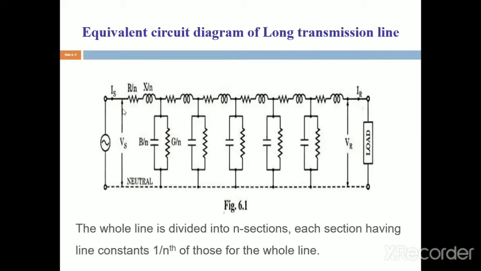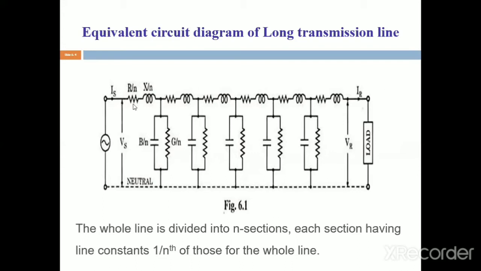Okay, in that case this is R by N and X by N. This is the transmission line; this is the sending end side and this is the receiving end side. On the sending end side we are connecting the generating station, and on the receiving end side we are connecting the load.